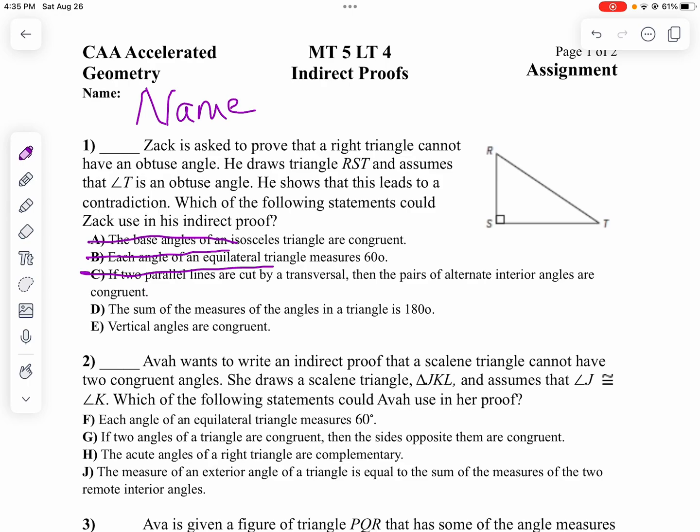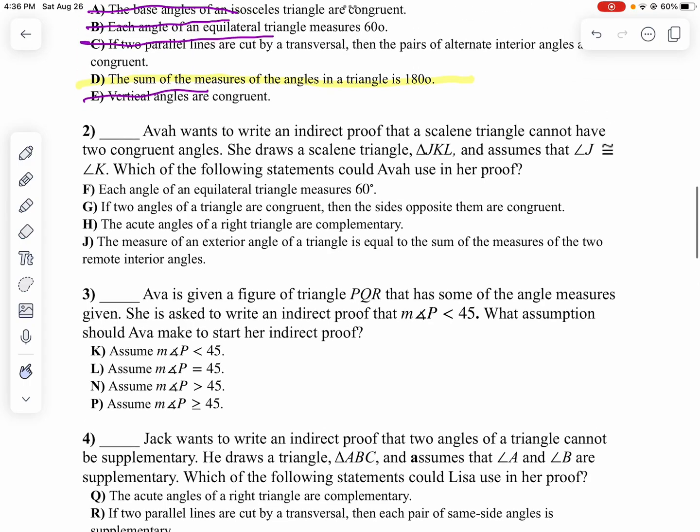The sum of the angles is 180. That kind of makes sense because we're going to have to do something with angles. Let's look at D and E. Oh, we're not doing anything with vertical angles, so just by process of elimination, our choice is D.